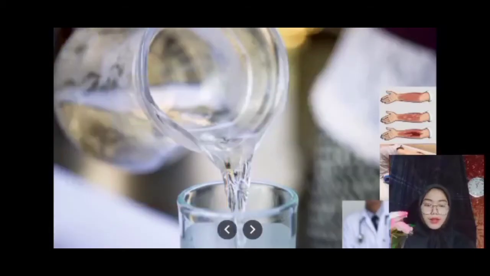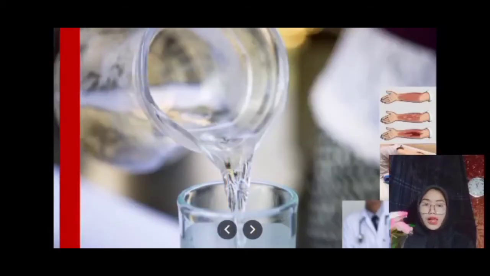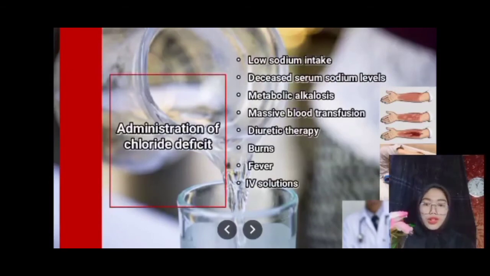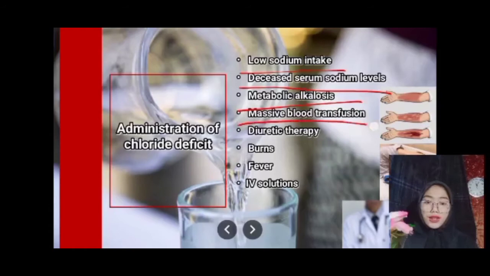Next is administration of chloride-deficient fluids. We have low sodium intake, which is a low sodium diet that limits high sodium foods and beverages. And the next is decreased urine sodium levels, which is in hyponatremia, where the level of sodium in the blood is too low. Next is metabolic alkalosis, which is defined as elevation of the body's pH above 7.45.